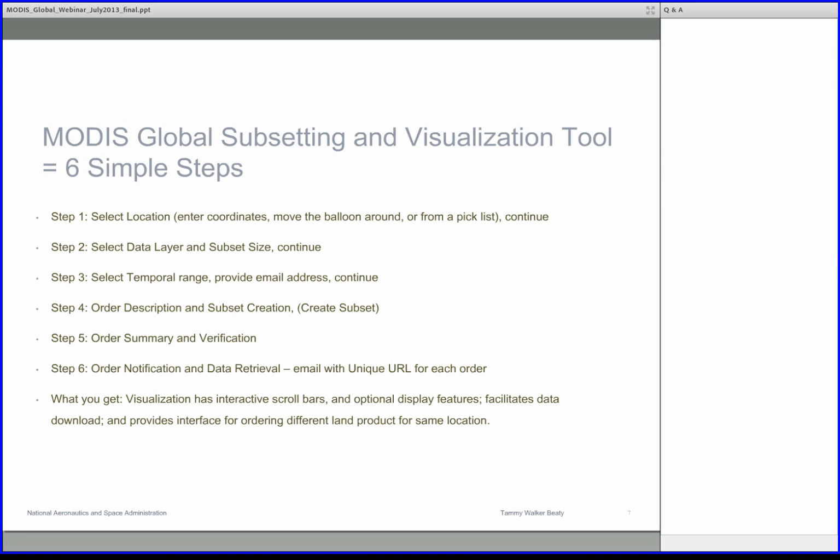Inside that email message, when you click on the URL, your visualization has interactive scroll bars and optional display features. It facilitates data download and provides an interface for ordering different land products for the same location.